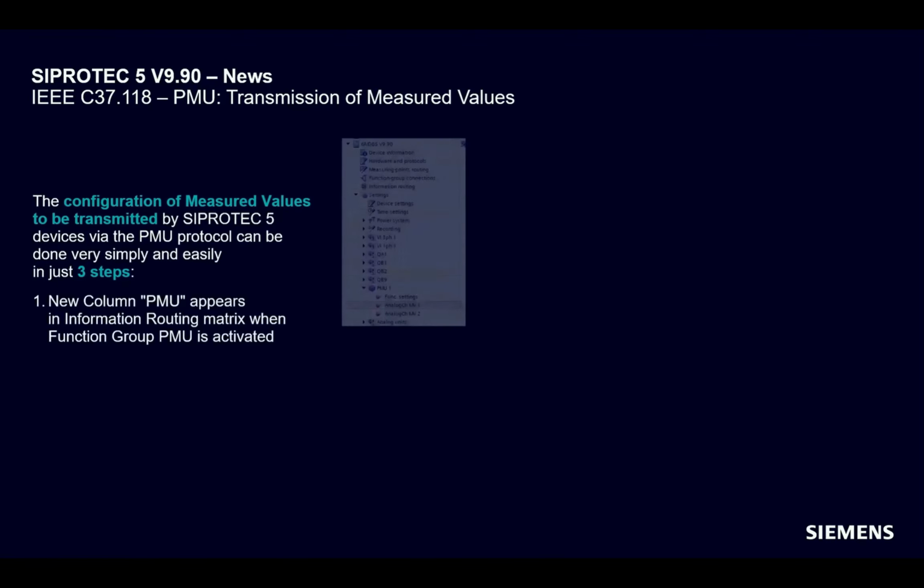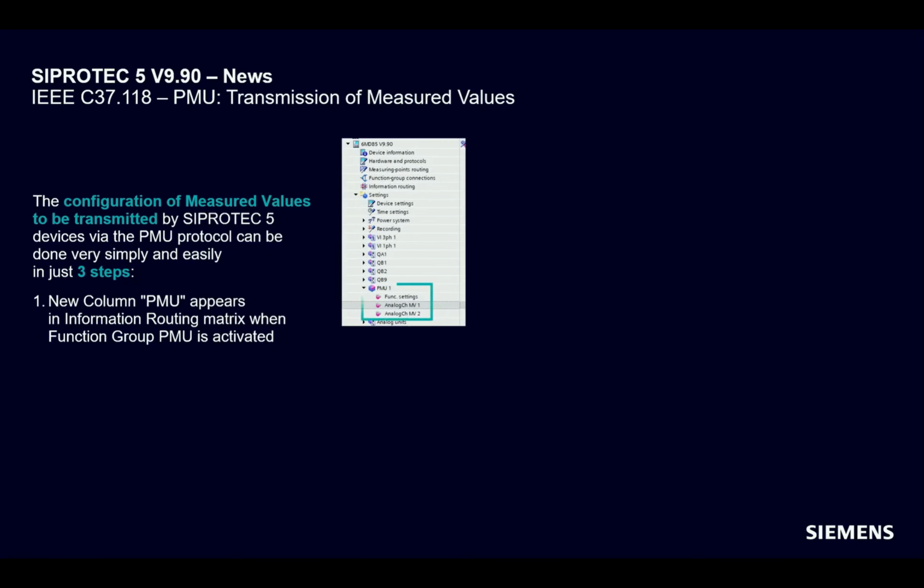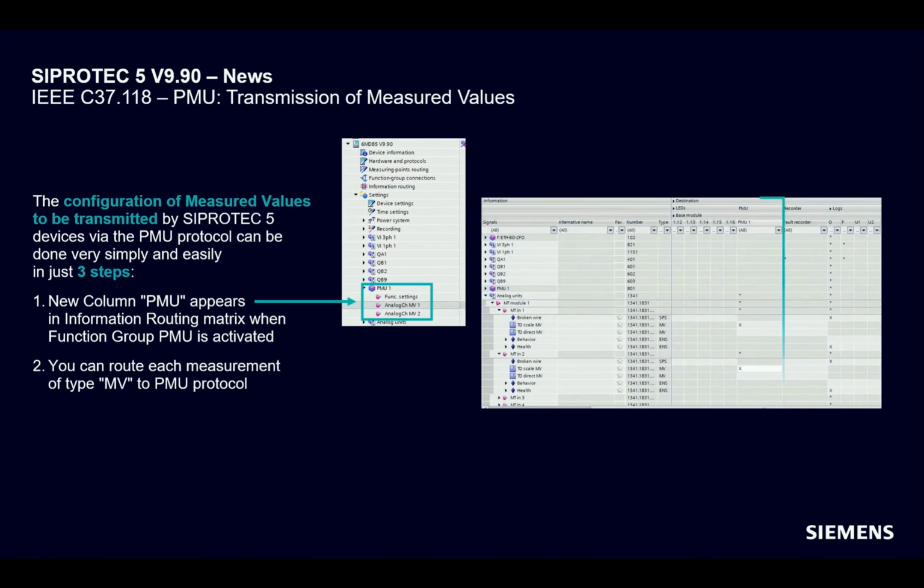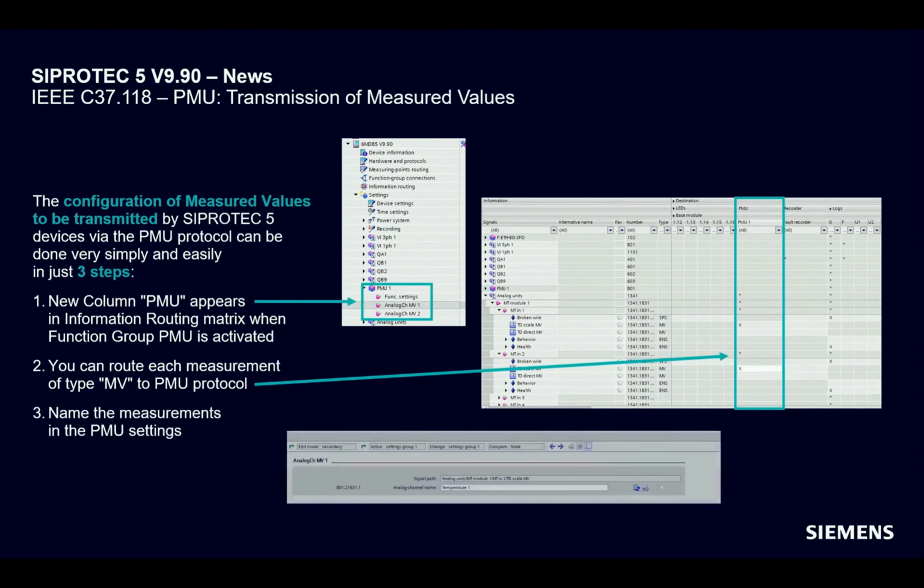The configuration of the measured values to be transmitted by SIPROTEC 5 devices can be done in just 3 steps. The new column PMU appears in the information routing matrix when function group PMU is activated on DIGSI 5. You can route each measurement of type MV to the PMU protocol, and you can name them in the PMU settings.